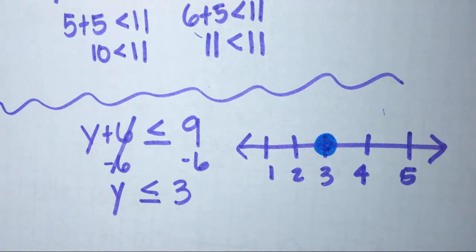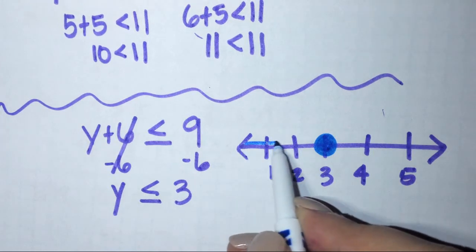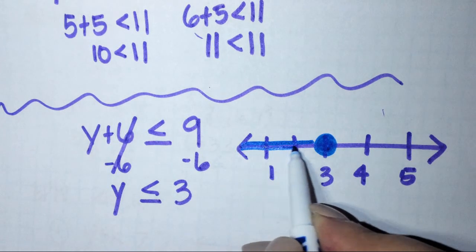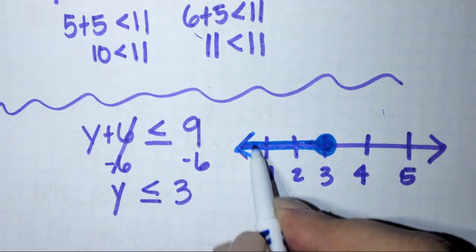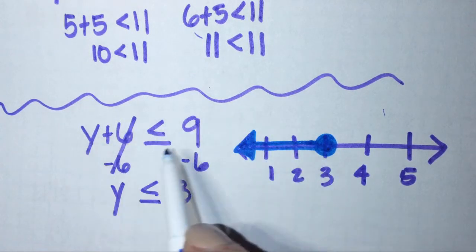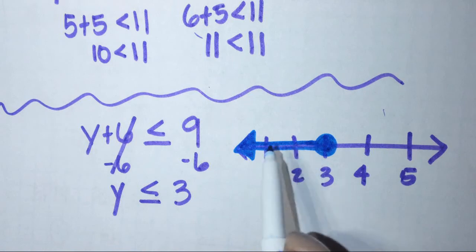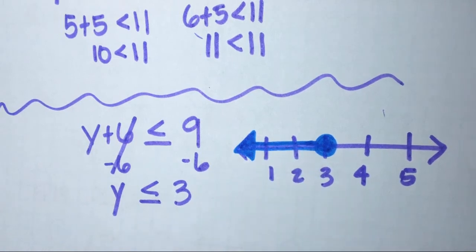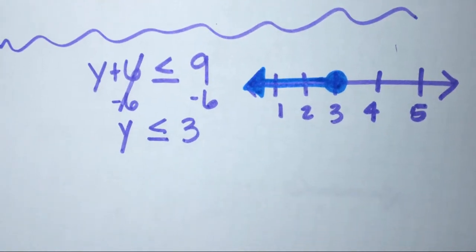So closed circle on 3, and which direction do I shade in? Left side. Left, because it's less than, and that's also the direction that the arrow is pointing. So this tells me all of my answer choices for this inequality would have to fall on this side of my number line. And again, you're doing the same thing we did when we solved equations. Just because we don't have an equal sign, you don't change any of your steps.